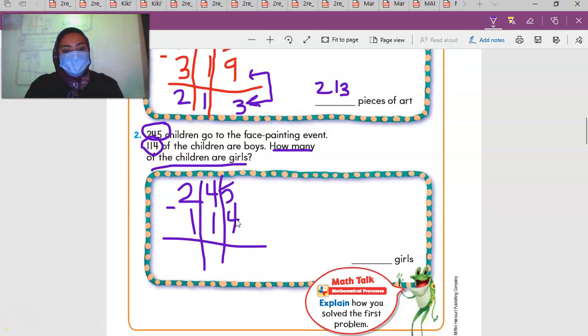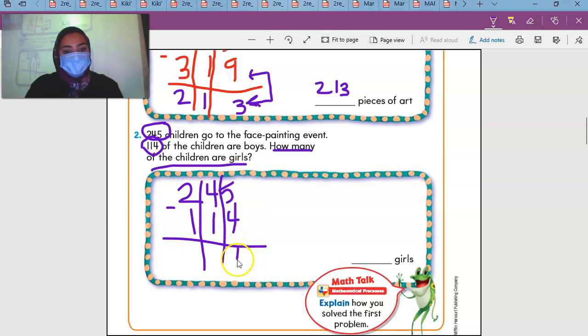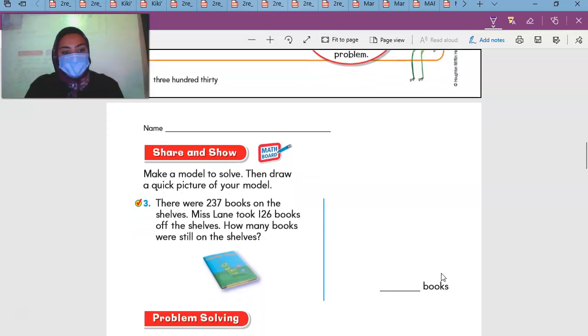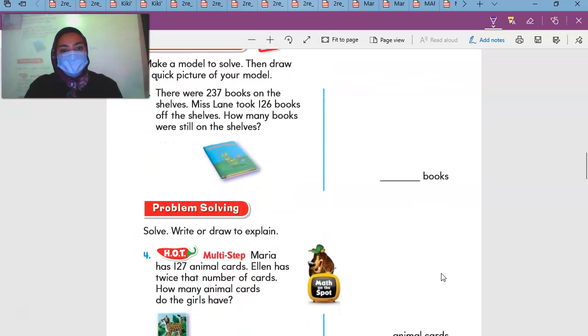Okay, so 5 take away 4 is 1. 4 take away 1 is 3. And 2 take away 1 is? Did I have to regroup here? No, that was a very simple subtraction problem. 131 girls is your answer. Okay, let's move on. Make a model to solve, then draw a quick picture for your model.